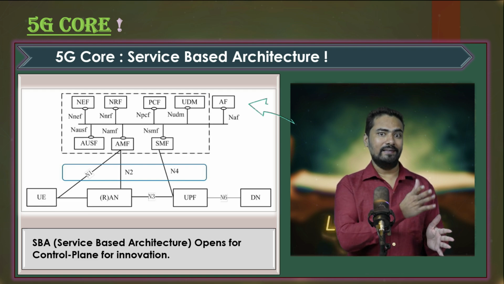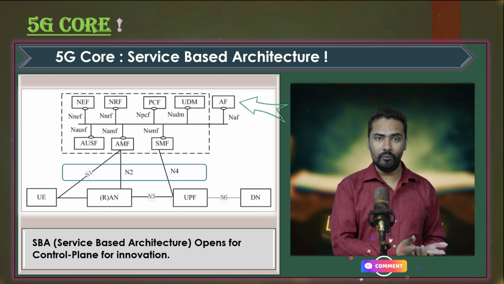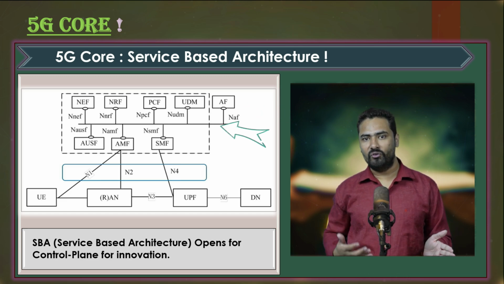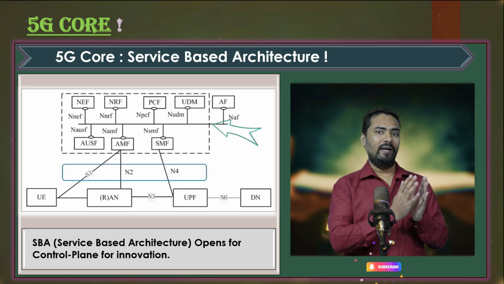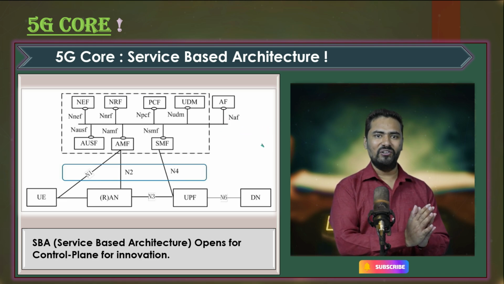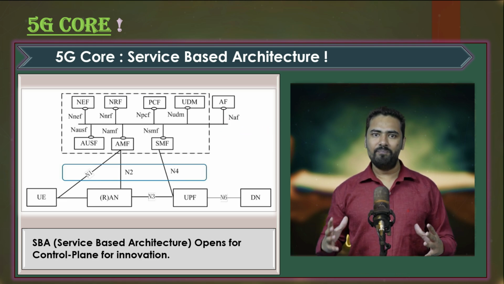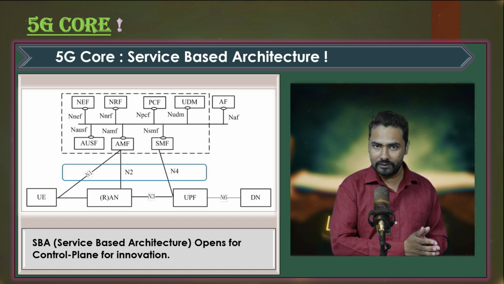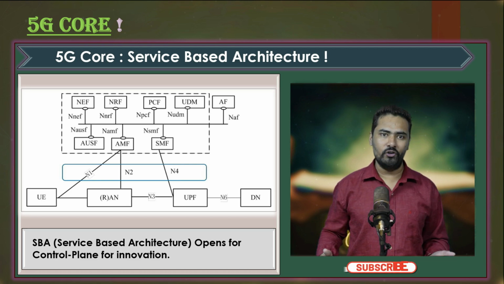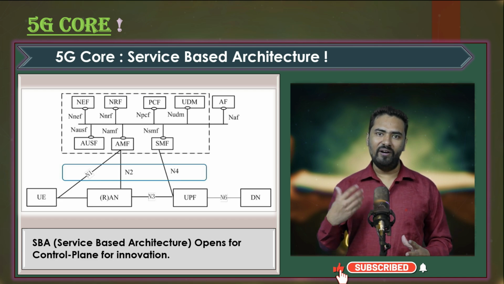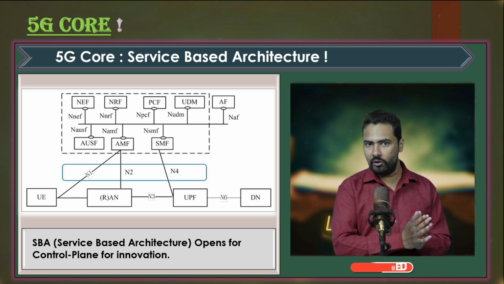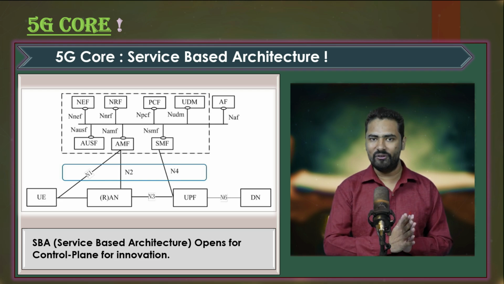For example, this analytic function which we are talking about can interact with all the necessary nodes through a service-based interface, and this allows you to connect the new components with the existing interfaces. In summary, service-based architecture can help in easy development of functions and in updating or upgrading as well. Operators and vendors will be flexible to develop more innovative features which are crucial for the evolving needs of the 5G network.